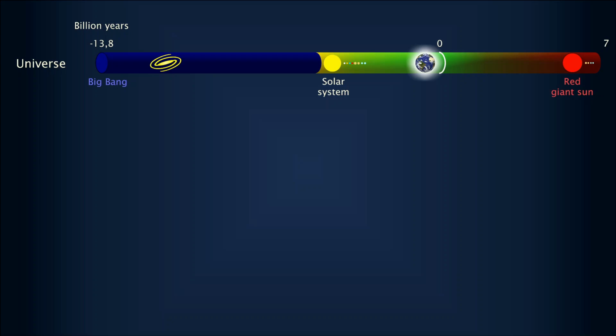And what is also interesting is that one turn of our galaxy, one galactic year, takes about 210 million years, so 0.21 billion years. That is one galactic year, one turn of our galaxy.